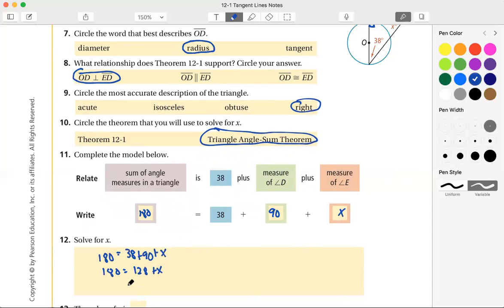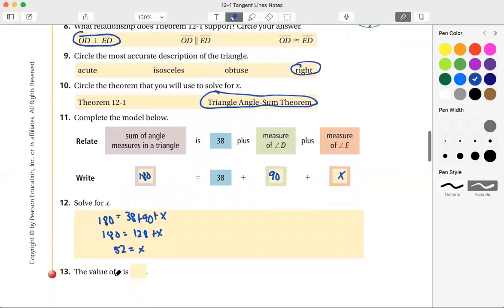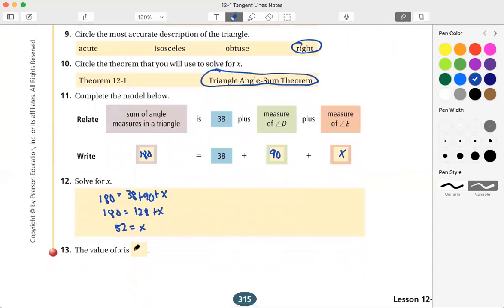And then we're going to subtract 128 from both sides. We have 52 equals X. So the value of X is 52. And that's the end of that prep problem.